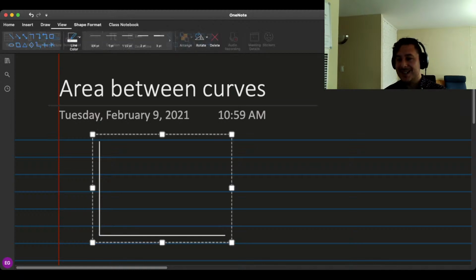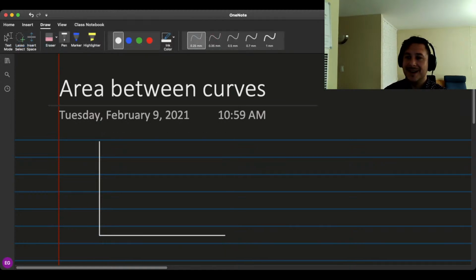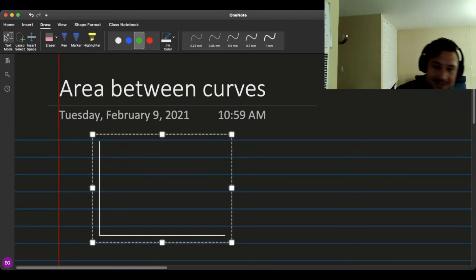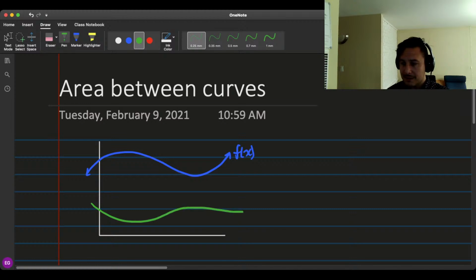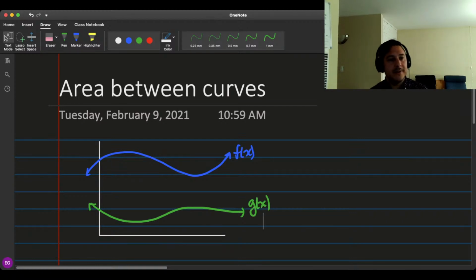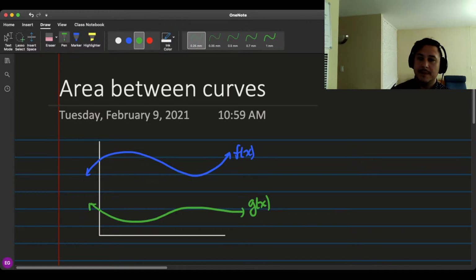Okay, so we've got an axis. And we're going to have two different curves here. One of the curves is going to be f of x. And the other curve is going to be g of x. Okay, so normally you know how to find the area underneath some curve between x equals a and x equals b.